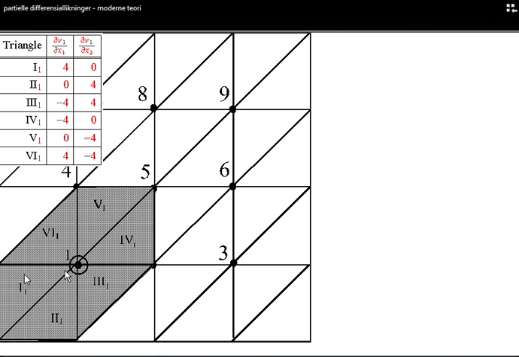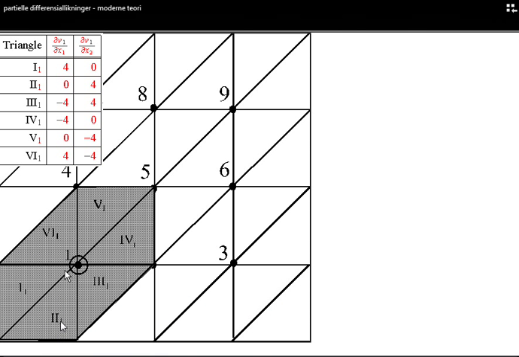So this is the partial derivative of V1 with respect to x1. In this triangle the partial derivative with respect to x2 is just 0, because on the line here the value of the basis function is constant, so the partial derivative must be 0 in this direction.